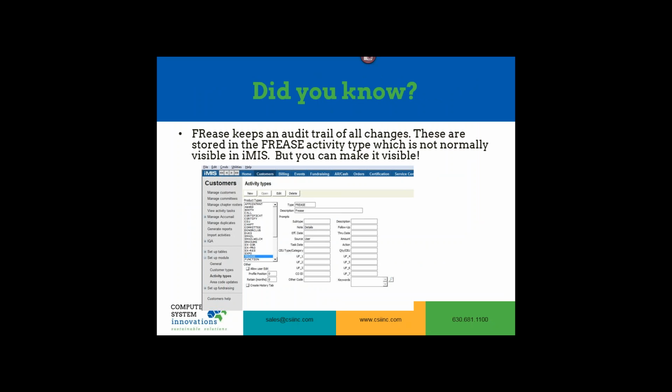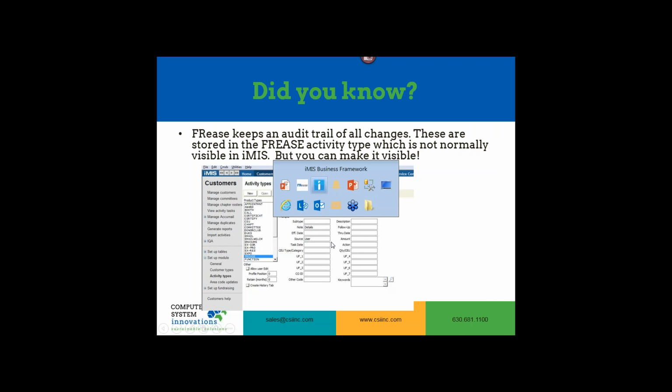But first, did you know that Freeze keeps an audit trail of all changes? They are stored in the database under a Freeze activity type, which is not normally visible in iMIS. That's on purpose. We don't add that activity type because people may not want that audit trail visible to regular users. You can put an access keyword on it and hide it and do all sorts of fun things. But this webinar shows you the activity you need to make in iMIS in order to see them.